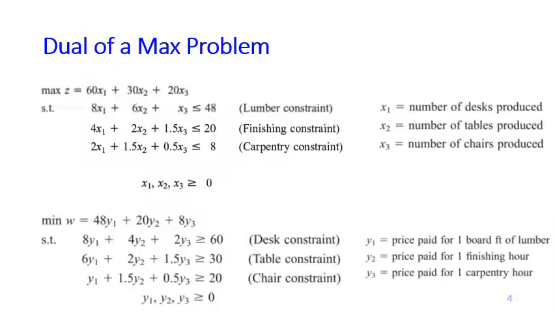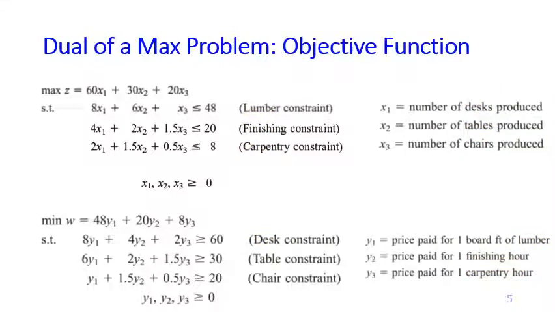Now here's the dual. The dual becomes a minimization case, and whatever we have as the variables in the original or primal LP problem, in the dual problem, they become the constraints. So we have a desk constraint, table constraint, and chair constraint. Whatever is related to the constraints in the primal problem now becomes a variable in the dual problem. So we have a variable for lumber, a variable for finishing hours, and a variable for carpentry hours.